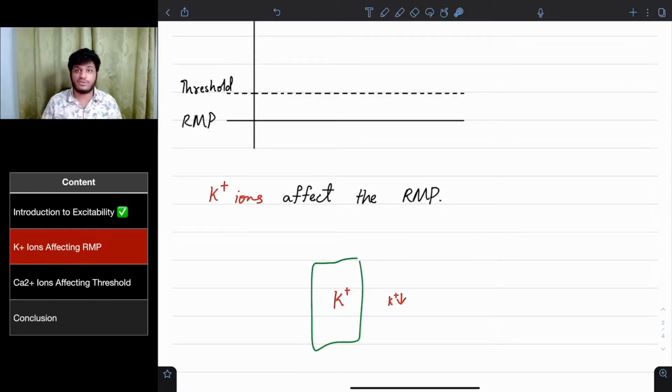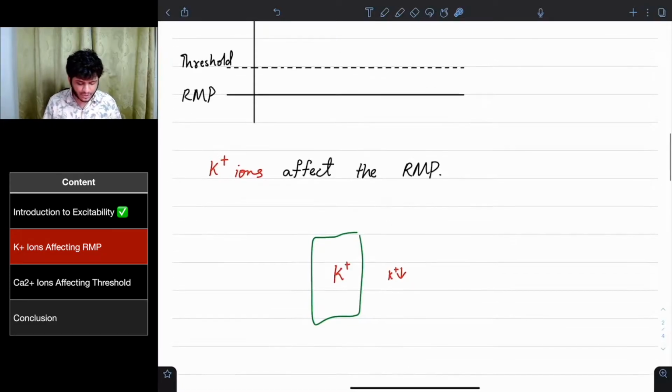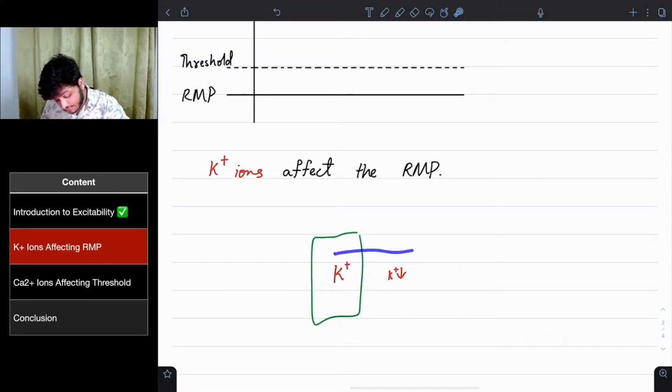That's how diffusion works, simple diffusion. Or in this case, it's facilitated diffusion because these are ions. Ions cannot directly pass through the phospholipid bilayer. Do you remember? In this case, it's facilitated diffusion through the ion channels, right? So it would diffuse out of the cell from higher to lower concentration.